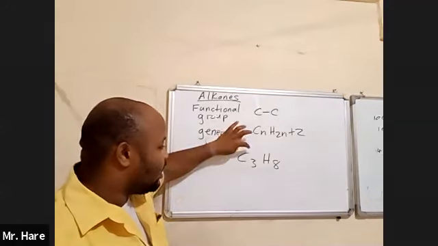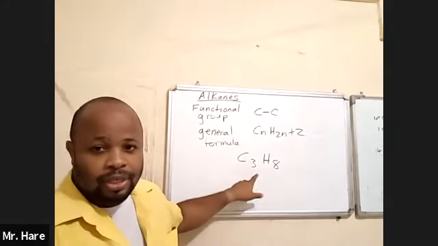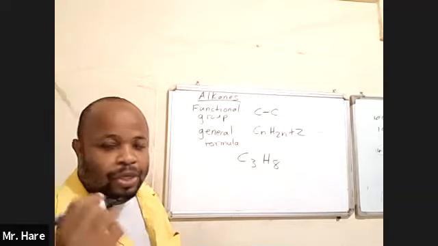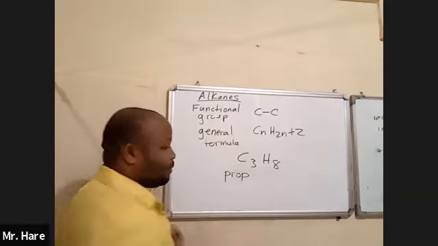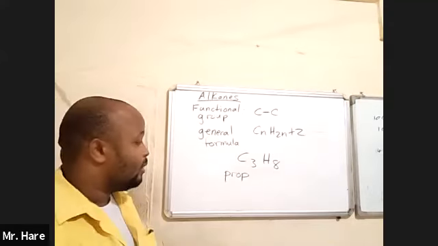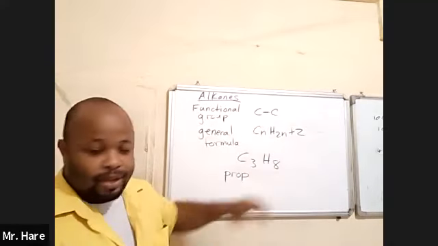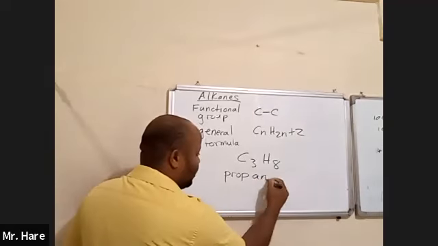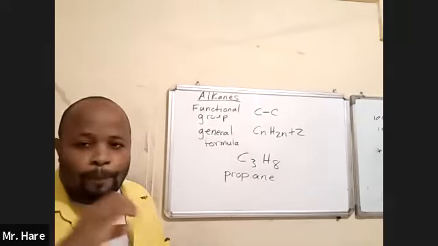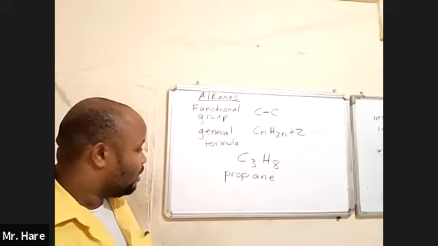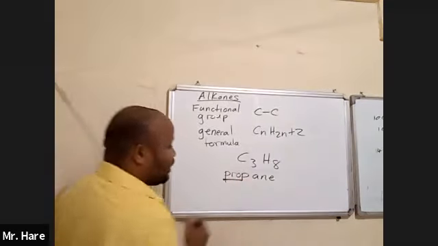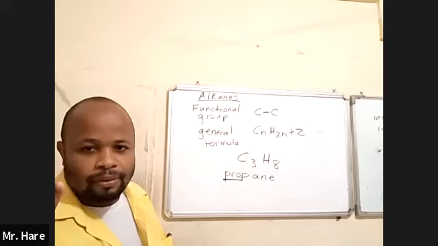So I'm using this as an example. C3. Whichever compound has 3 carbons, the first part of the name is pro. So that's propane, and because it's an alkane, it will end in ane. Once you hear propane, it tells you it is an alkane. Once you hear pro, it tells you it has 3 carbons.